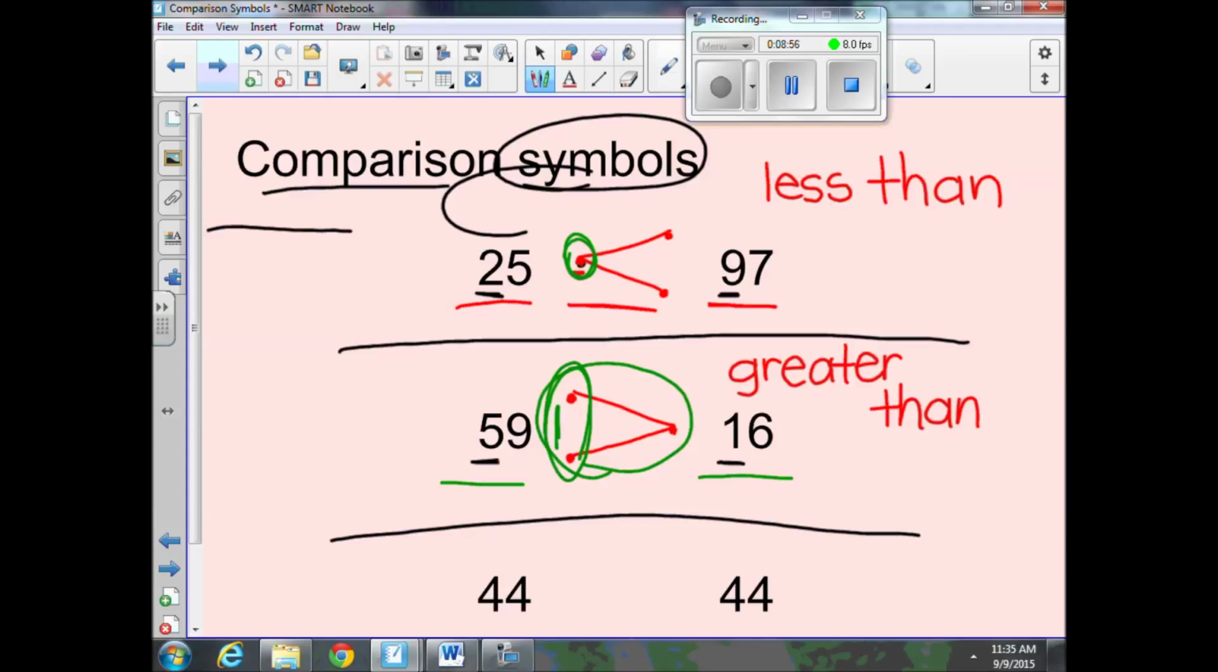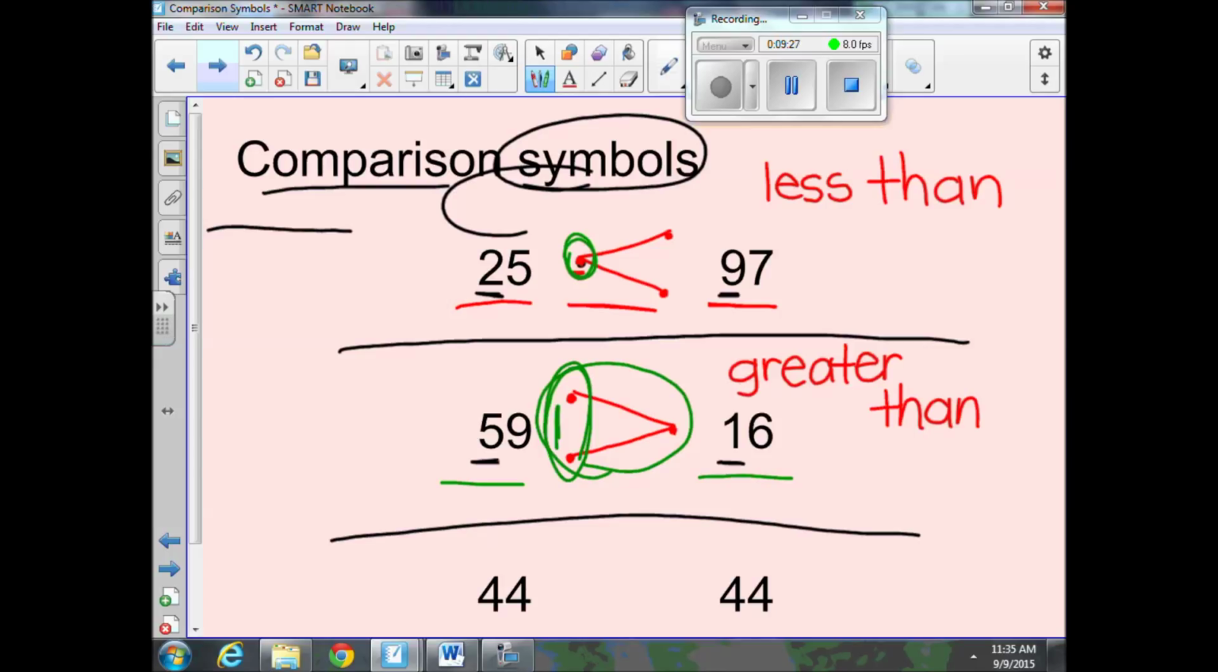Now, we're back down at the bottom where we see two numbers, 44 and 44. And I know I can go to the tens place, they're the same, and the ones place, and they're the same. So there is no less than, there is no greater than. What are those two numbers? Raise your hand high if you know. I can't put a less than sign, and I can't put a greater than sign. We know these two numbers are what? They're equal to. Absolutely, they are equal to.